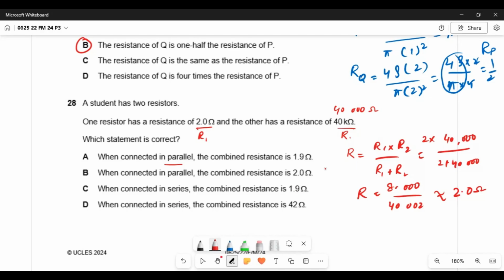When you are talking about series, you just need to add them. So in series it will be 40,000 ohm plus 2 ohm, so this will be 40,002 ohm. In parallel it's 1.9 ohm, no. 2.0 ohm, yes it is. In series 1.9, no. 42, no. So B option is the right option.